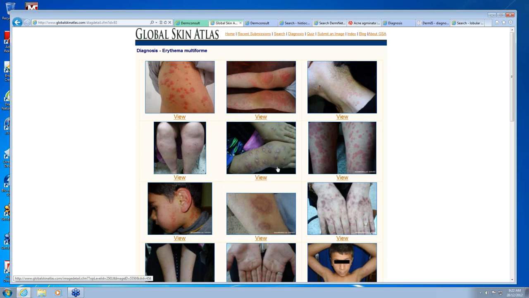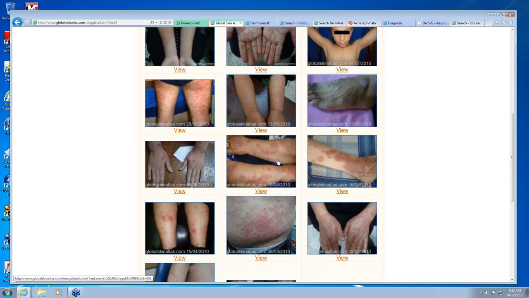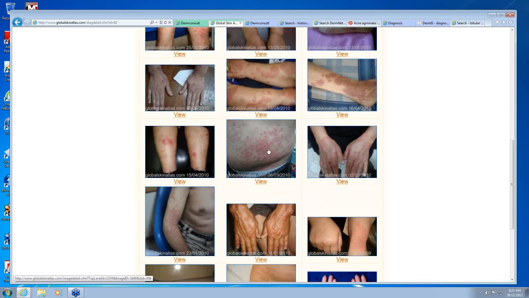These are the various morphologies of patients with erythema multiforme. We typically think of it as giving target lesions, particularly acrally. But it's not called multiforme for nothing. You can get red patches with red papules superimposed on the area.